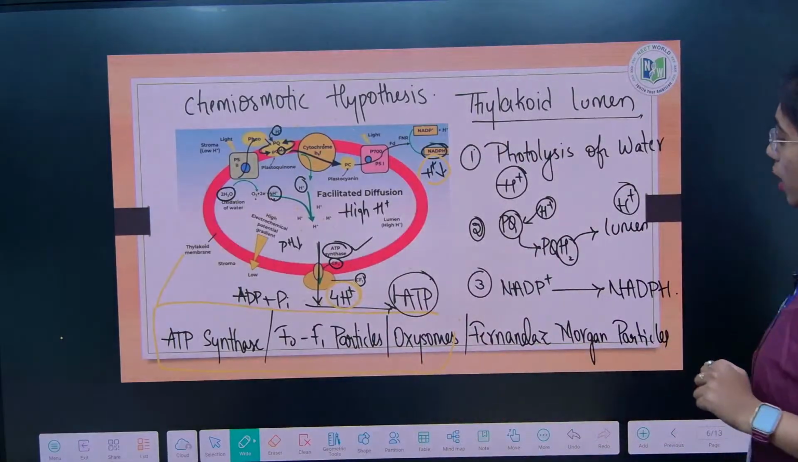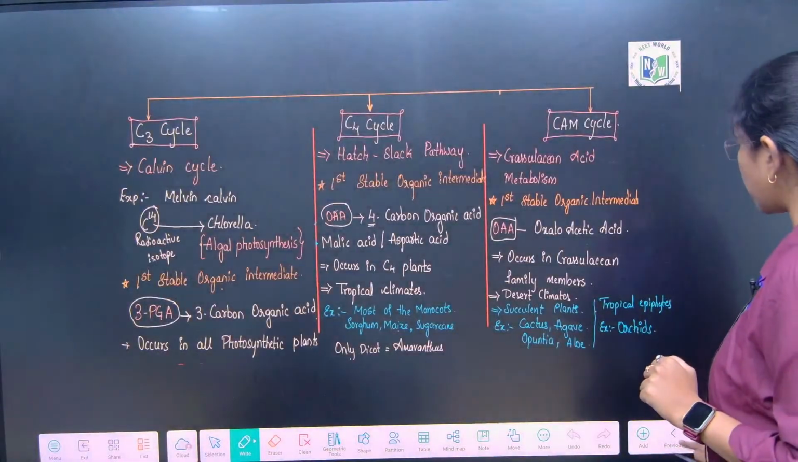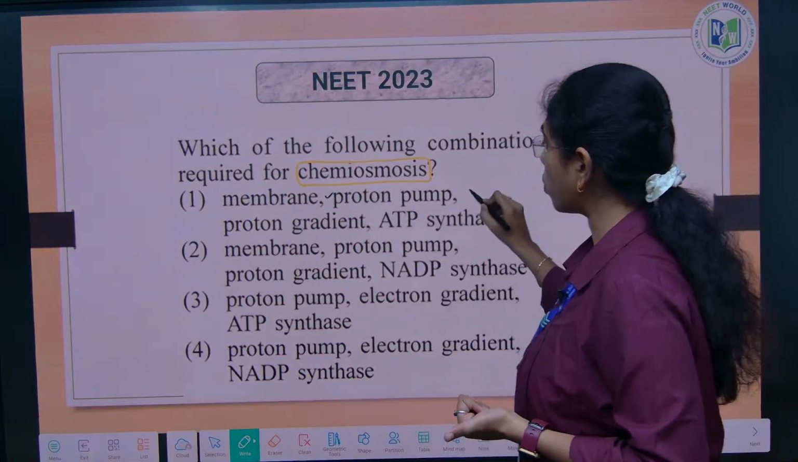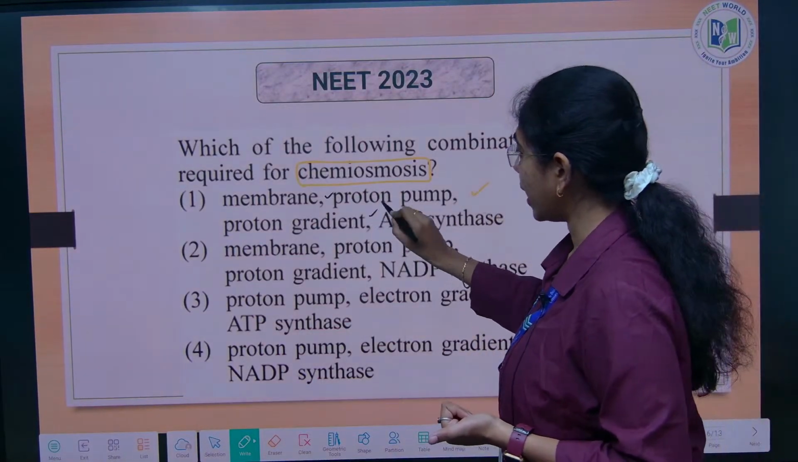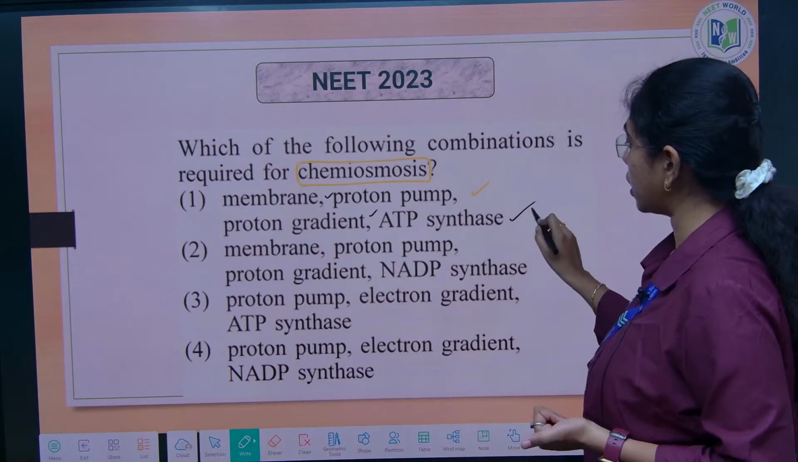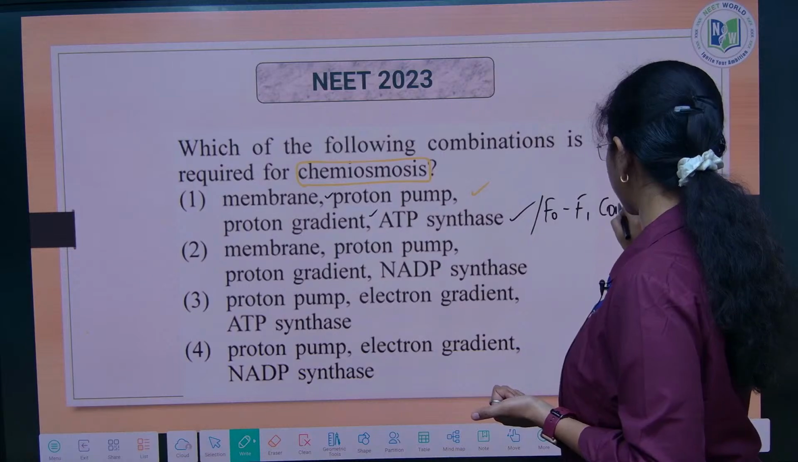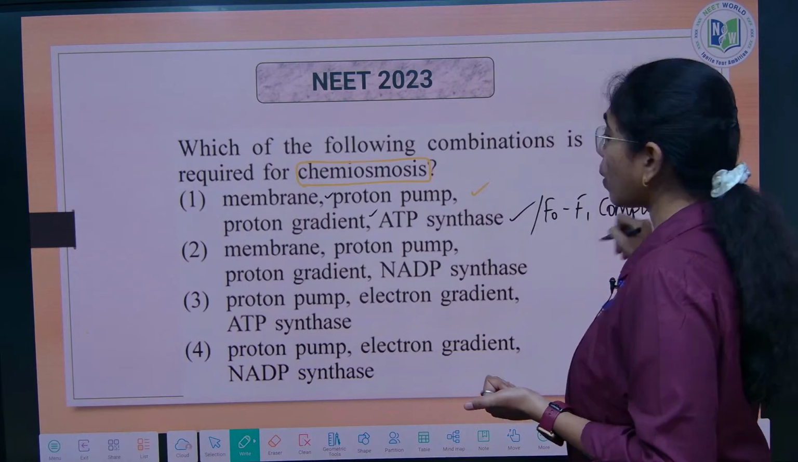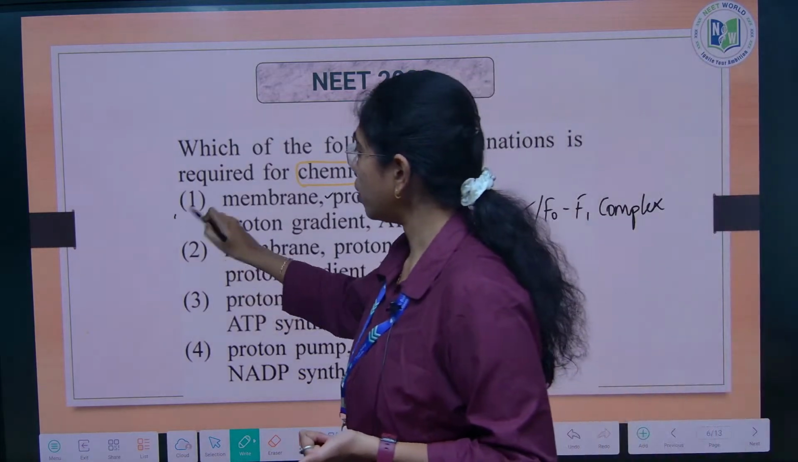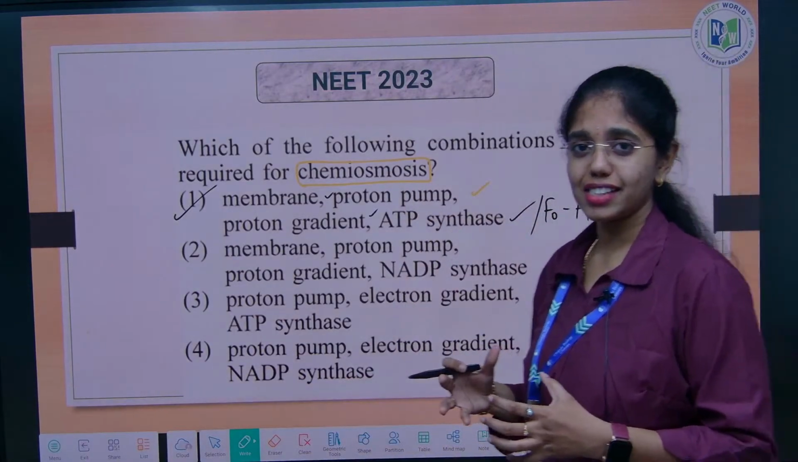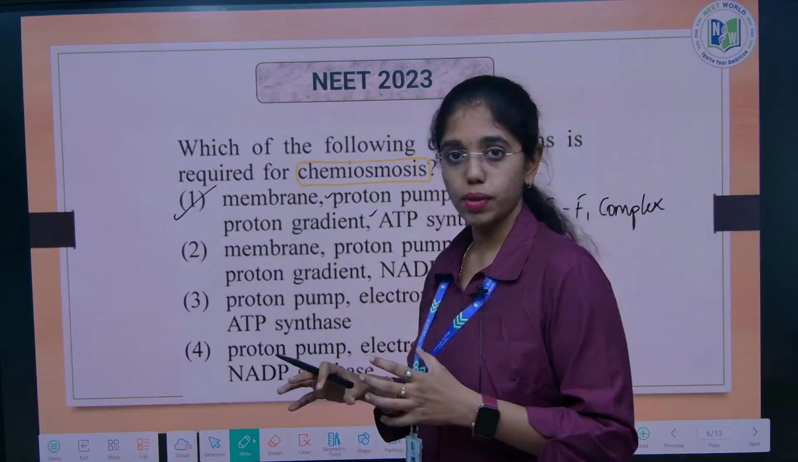So here look at the options and answer carefully. We need a membrane, a proton pump, a proton gradient and the ATP synthase complex, which is also known as the F0 F1 complex. So what is the right answer? Option 1. Clear, right? So now we are getting some confidence that you can address all the NEET questions.